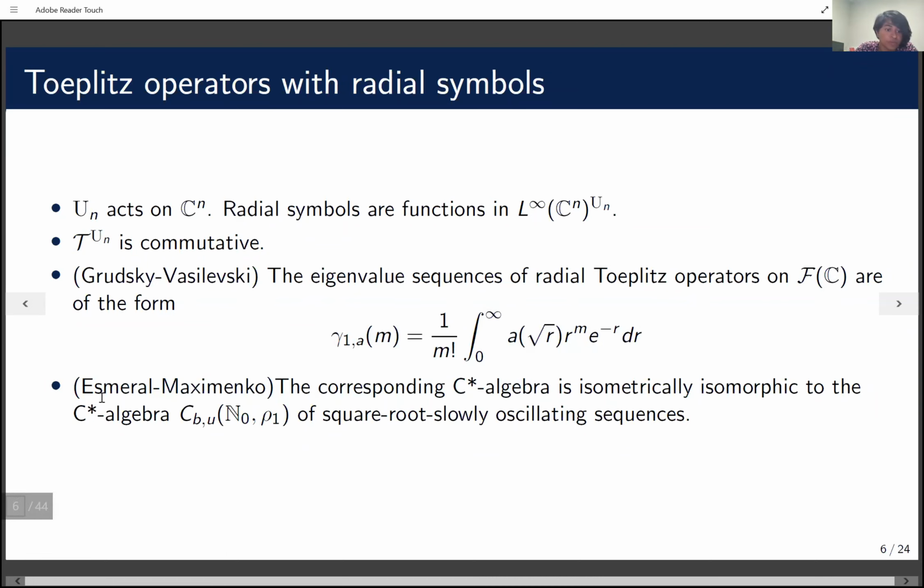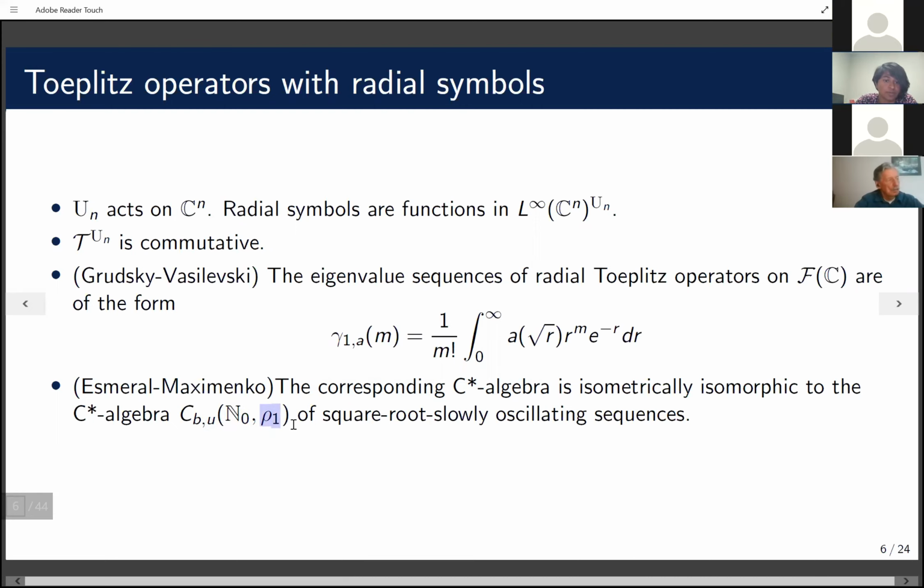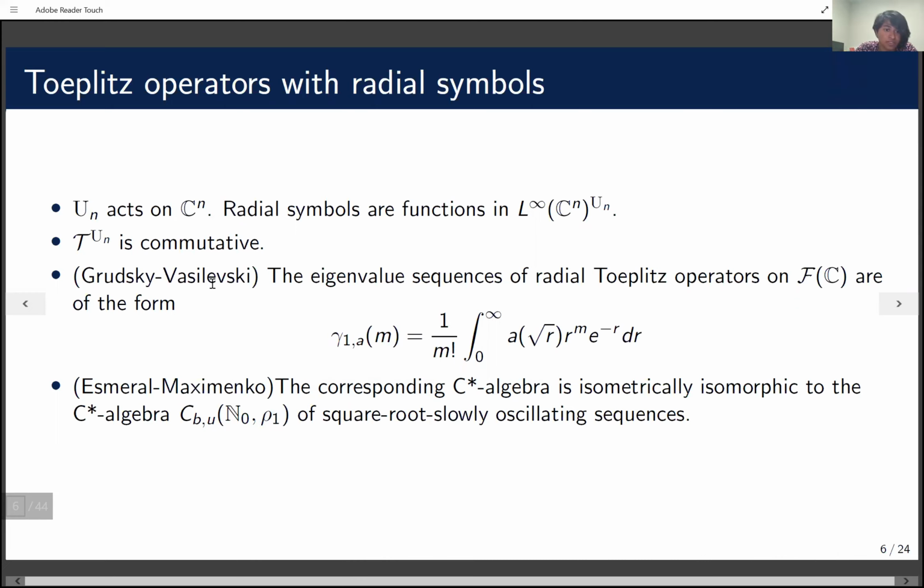Now, from this paper by Esmeral and Maximenko, the corresponding C-star algebra is isometrically isomorphic to the C-star algebra CB U of square root slowly oscillating sequences. This space is nothing but bounded sequences on N naught which are uniformly continuous with respect to the square root metric. I think a student of Professor Vasilevski also showed a similar formula for the n-dimensional Fock space.